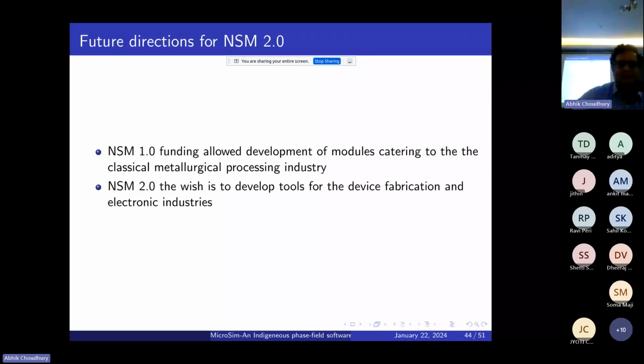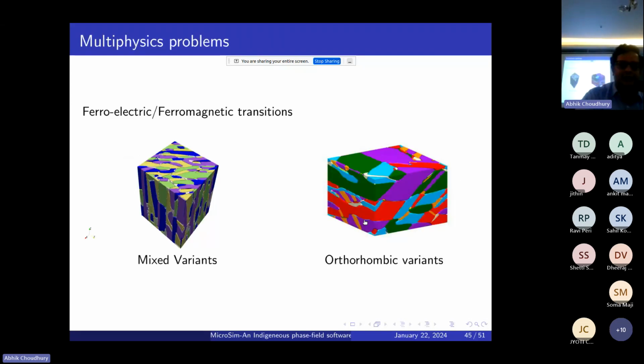So if you look at NSM 1.0, our principal developments were essentially catering to the metallurgical industry, which means the classical solidification, precipitation, grain growth, recrystallization, all of that. What we want to do in NSM 2.0 is to develop tools for the device or the electronic industry, where we are essentially looking at more multi-physics problems, on the electronic and the magnetic properties and predictions. So here, for example, we would like to have the capabilities for ferroelectric and ferromagnetic domain transitions. This is something we want to integrate.